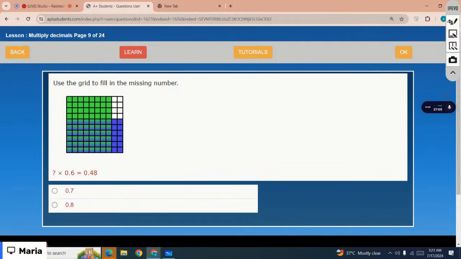Use the grid to fill in the missing number. 0.6 times what number makes 0.48? Yes, that is 0.8. 0.6 times 0.8 is 0.48. Okay, you can complete the lesson by yourself later today. Let me just move on to the next lesson.